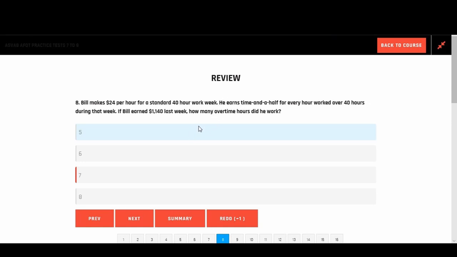So we have to set up an equation to solve this one. It's a very basic equation. He made $1,140. We know that he gets paid $24 for every hour of the 40 hours he works. And we want to figure out how many overtime hours he worked. So to do that, we need to figure out what his overtime rate of pay is.